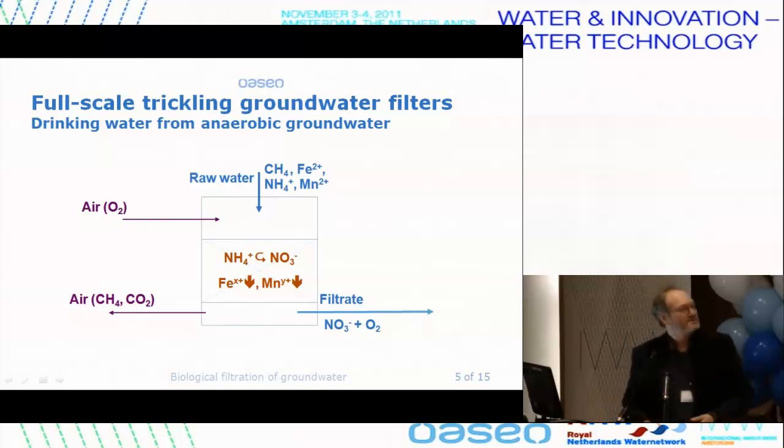When you look at it this way, the scheme is quite simple. You spray the raw water with methane, iron, manganese, ammonium on top. You also bring oxygen with air at the top. And then you see in the filter, you get conversion from ammonium to nitrate, and you get precipitation of iron and manganese. And then if everything goes all right, you can see that the methane leaves the filter by the air.